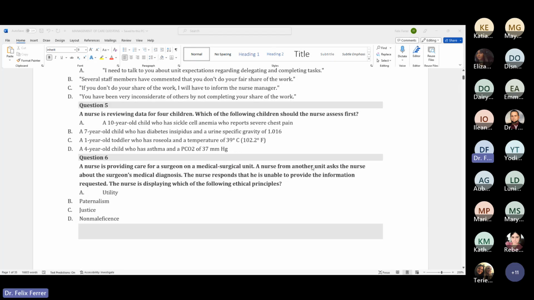Number 5. This is reviewing data for 4 children. Which of the following children should the nurse assess first? A. A 10 year old child has sickle cell anemia and reports severe chest pain. Okay, give me 1 minute.